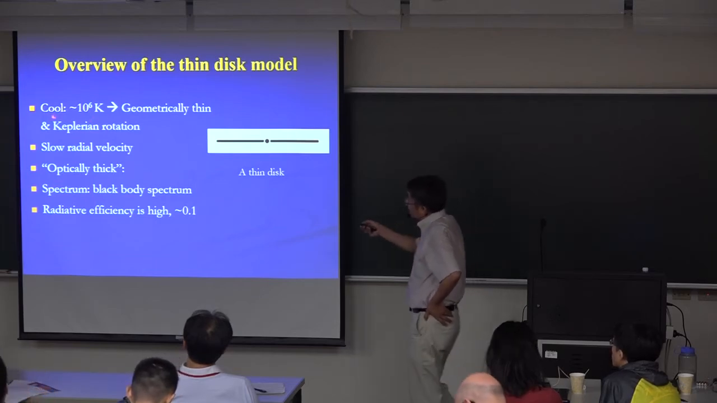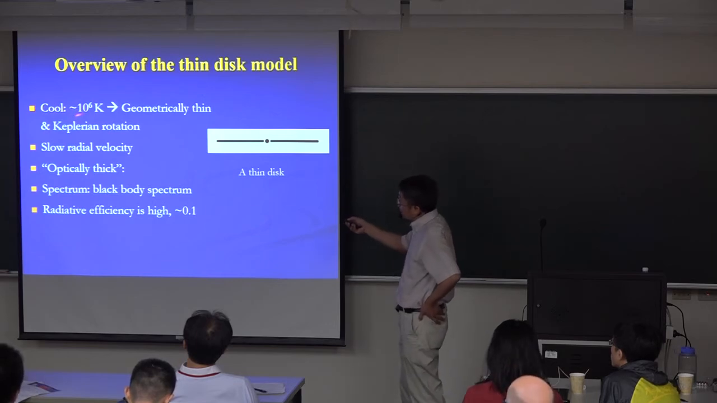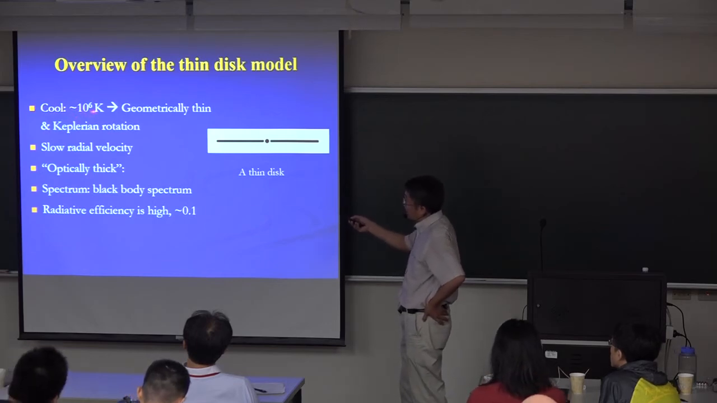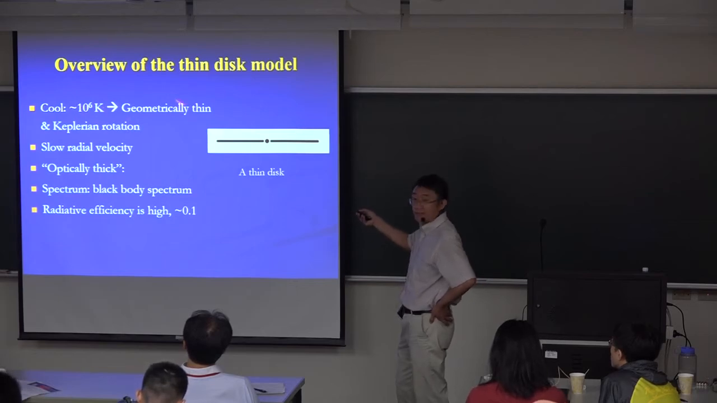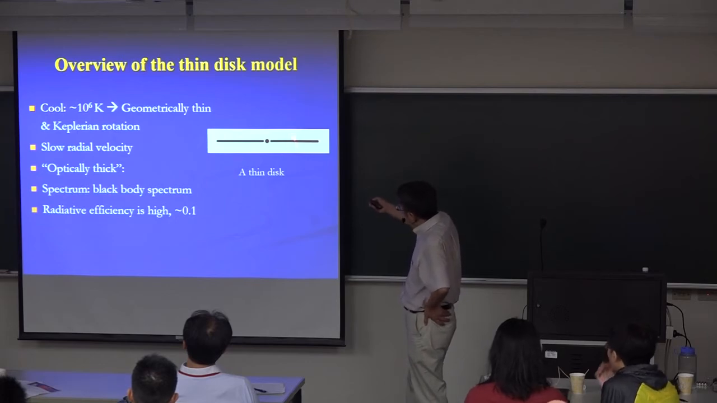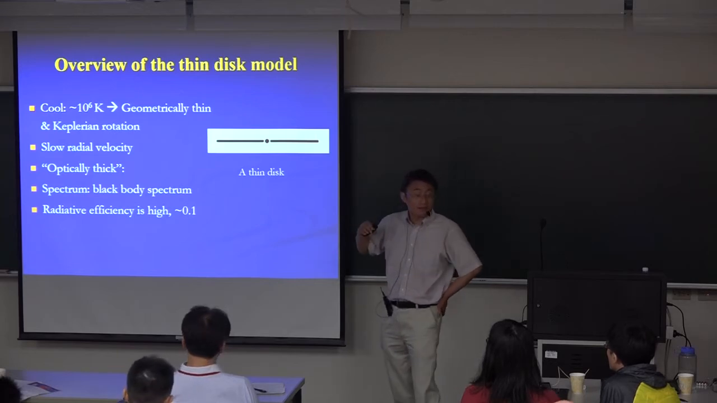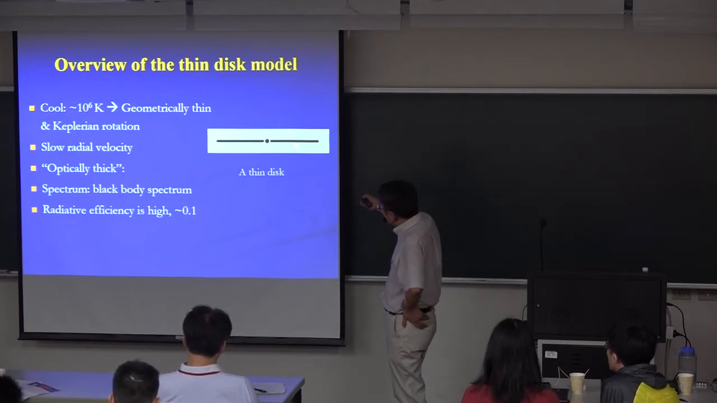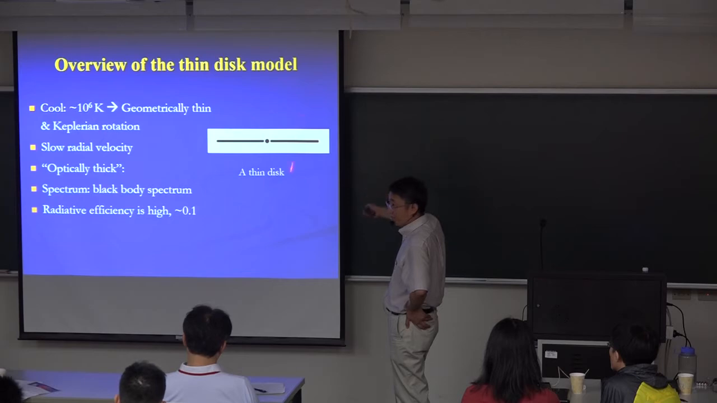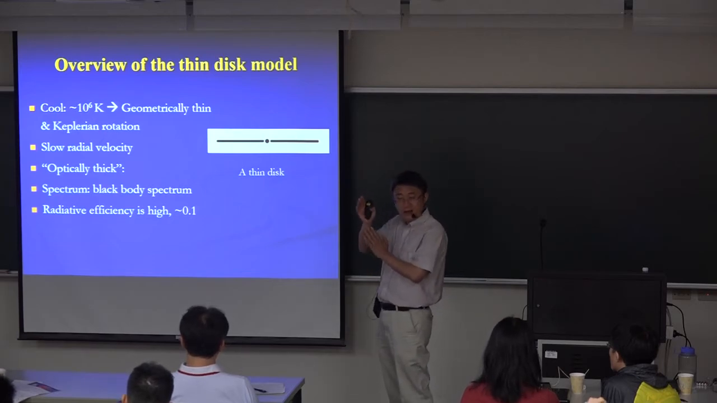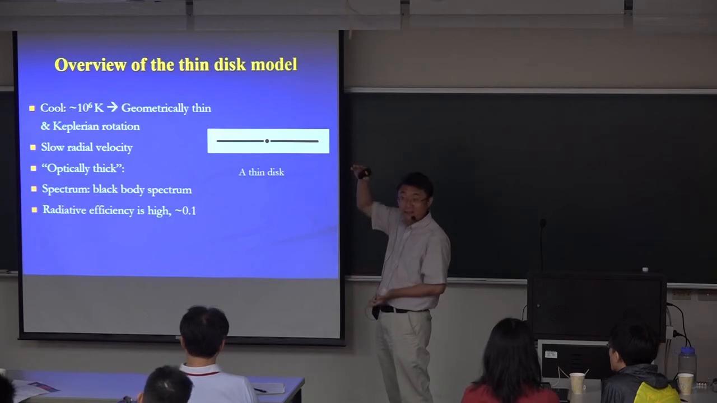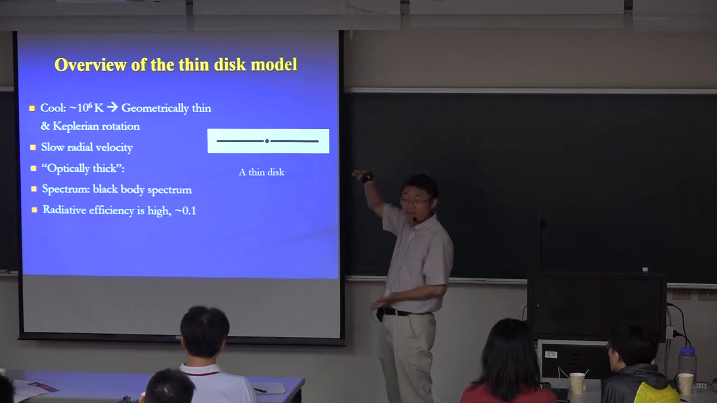For standard thin disk, the temperature is cool. The accretion disk is cool. The temperature typically is 10^6. So because it is cool, it is geometrically thin. Why? This is because the height of the accretion disk is determined by the balance of two forces. One is the gradient of the gas pressure. It is in this direction. If the gas pressure is higher, then the disk will become thicker, right? It will pump up.